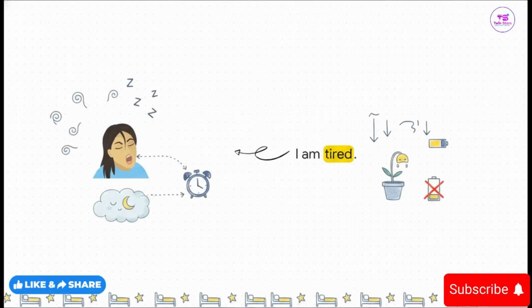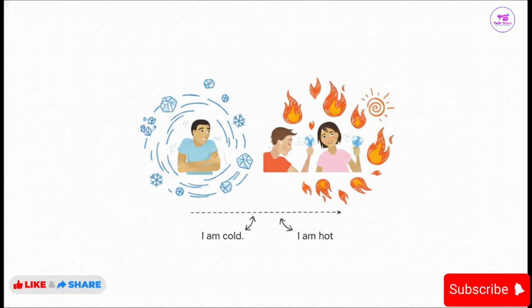Now, what's really interesting about this slide is how that massive yawn perfectly captures the word tired. When your energy is just completely drained and you desperately need your bed, the phrase is, I am tired. Let's look at a very clear contrast here. If you're shivering and hugging yourself just to stay warm, that's the literal definition of I am cold. But flip the scenario entirely. You're sweating, your face is red, and you're fanning yourself frantically. That right there is exactly what it means to say, I am hot.